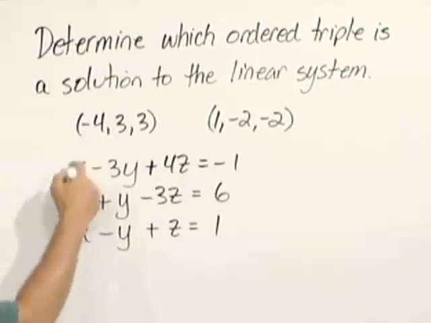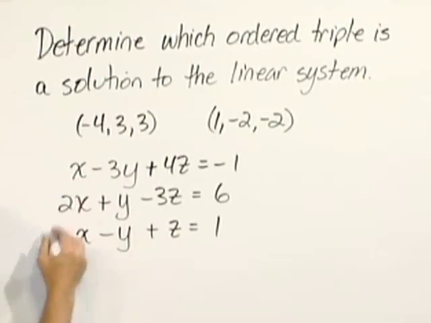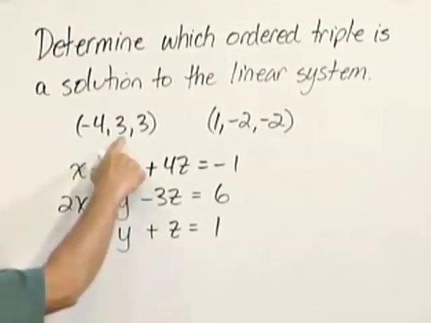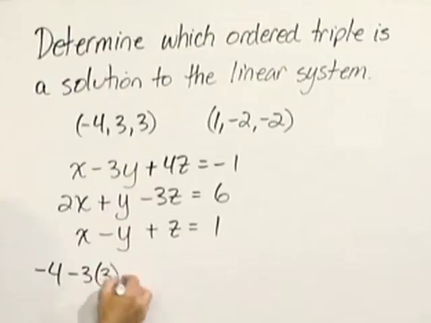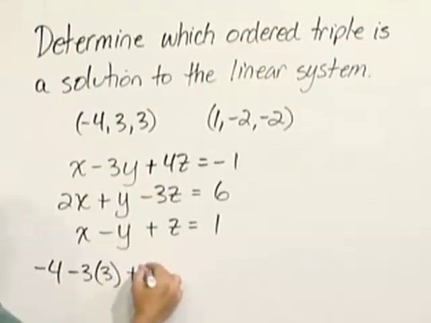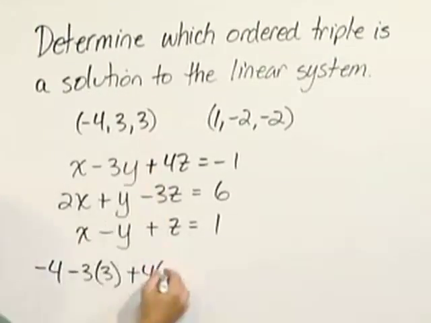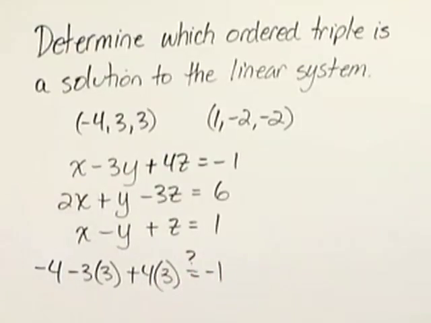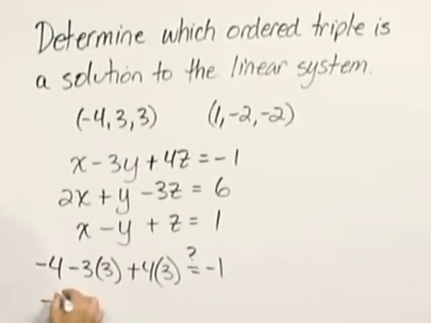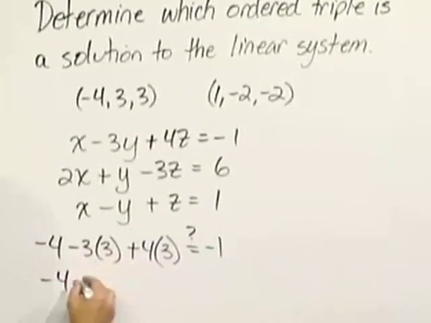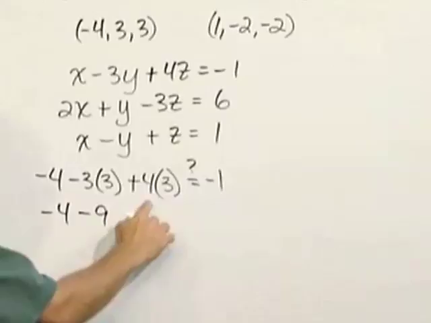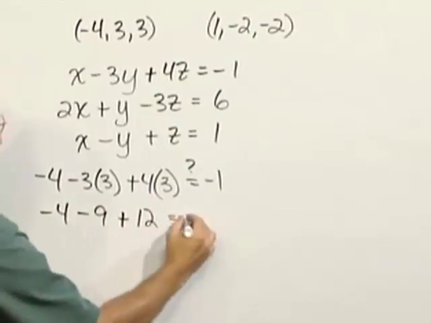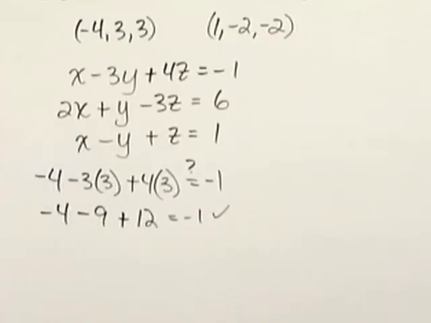So we substitute -4 for x. In the first equation, -4 minus 3 times, we substitute 3 for y, plus 4 times, we substitute 3 for z. And we want to know, does that equal -1? Well, this is -4. -3 times 3 is -9, and 4 times 3 is 12. When we add those together, they do equal -1.